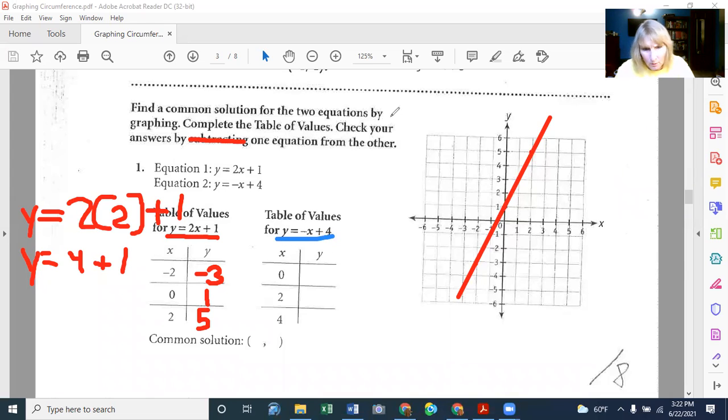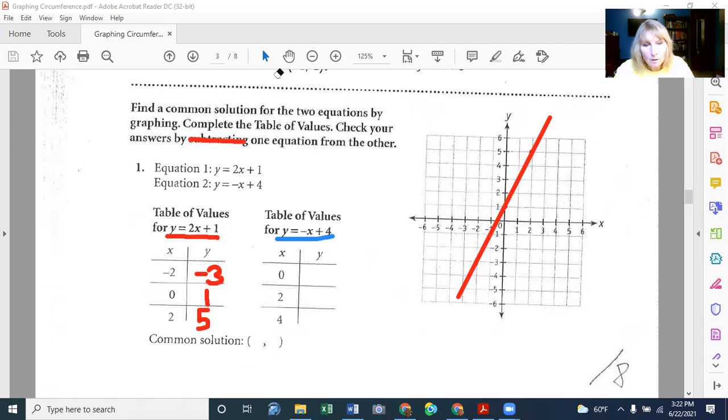So our equation now is going to be y equals negative x plus 4. So y equals negative, and then we're going to plug in the value 0, 2, and 4. So negative 0, which makes no sense, right? Plus 4, because 0 is neither negative nor positive. So negative 0 is just 0 plus 4. So y is equal to 0 plus 4 is 4. So y is equal to 4.